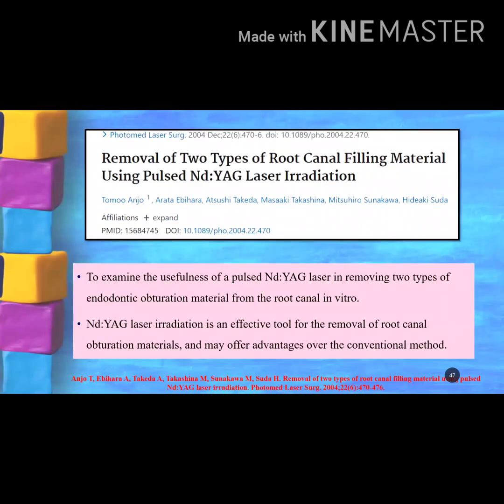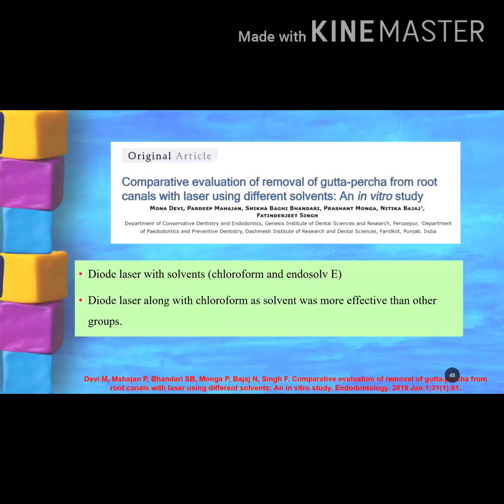Now, one more article by Anjo, 2004. They examined the usefulness of a pulsed Nd:YAG laser in removing two types of endodontic obturating materials. They found that Nd:YAG laser irradiation is an effective tool for the removal of the root canal obturation material and offers advantages over the conventional method.